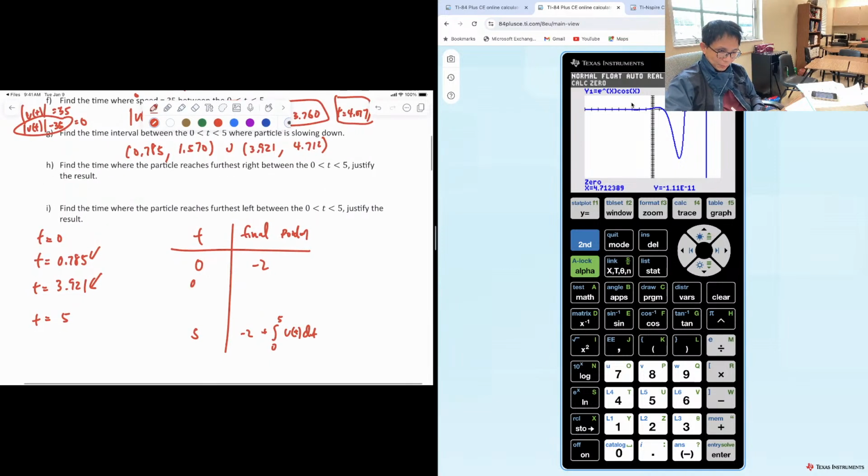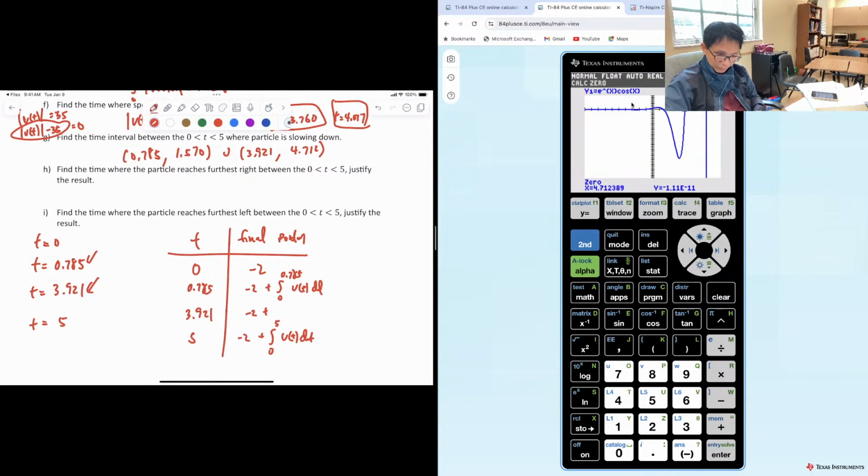And at 0.785, 3.921, it'll be -2 plus the integration between 0 to 0.785 of v of t dt, or -2 plus between 0 to 3.921. So you lost it. I will show you in a second. V of t. So I'm going to do furthest left and furthest right all together.